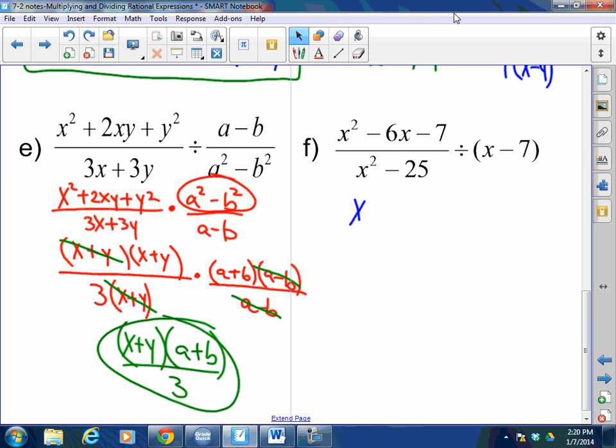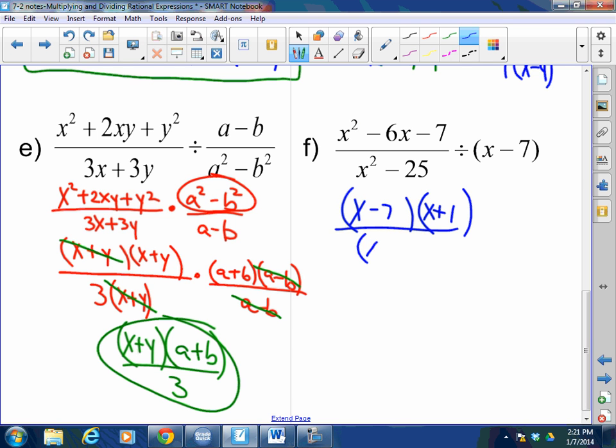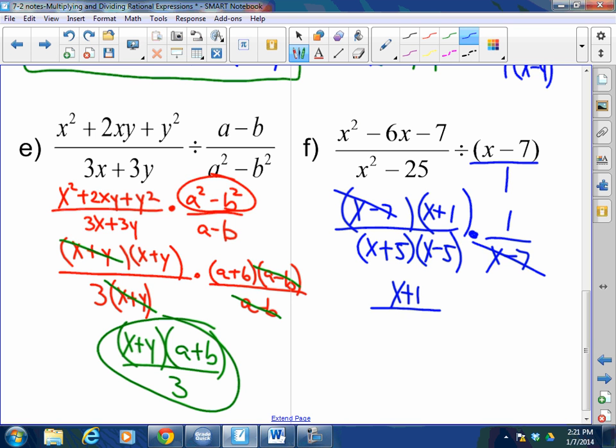Okay, so stay, and I'll be nice and I'll go ahead and factor it. It's going to be negative 7 plus 1. And this down here is going to be x plus 5, x minus 5. Change to multiplication, flip. Remember, there's a 1 as a denominator, so that's 1 over x minus 7. The x minus 7 cancels, so I got x plus 1 over x plus 5 times x minus 5.